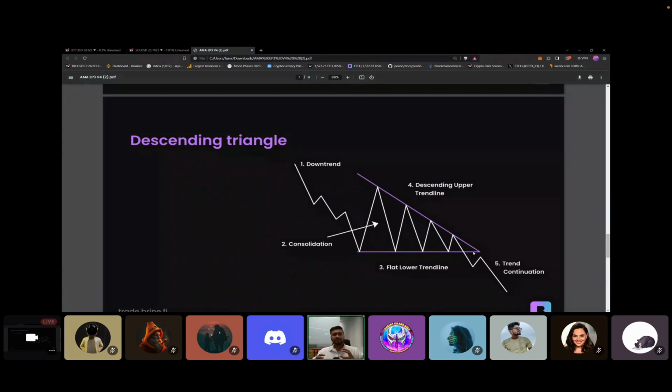It's like that car that we used to have in our childhood. The more you coil it up, the faster it goes. That's what happens here. So the longer the consolidation, the stronger the move we get after the consolidation is over.